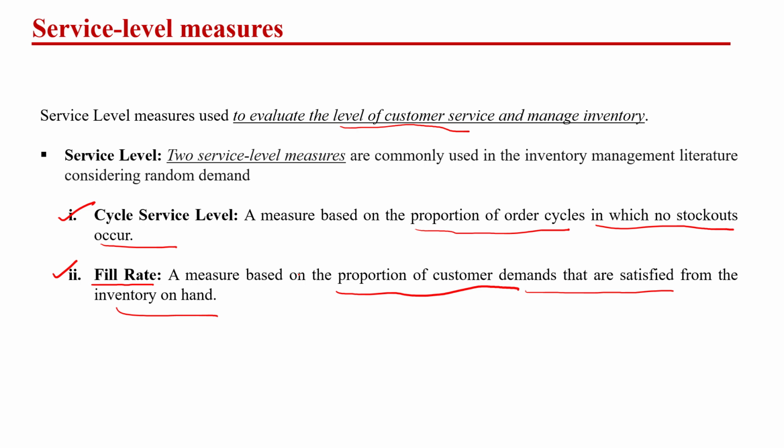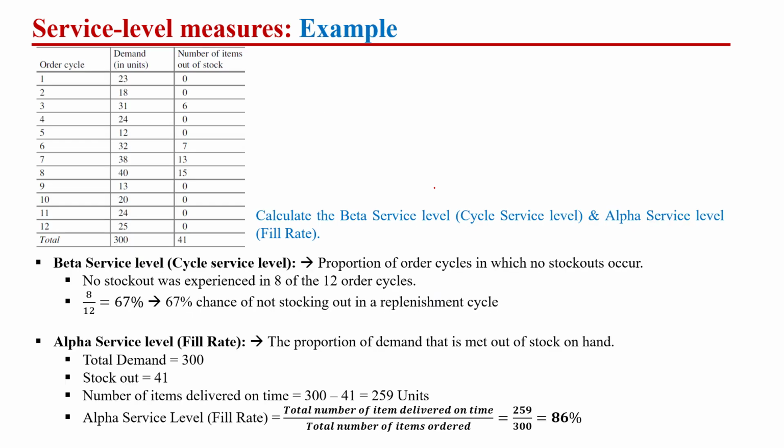In the fill rate, we are talking about how much quantity we have fulfilled of the customer's demand. So here we are talking about the individual SKU quantity perspective. Here, for cycle service level, we are talking about the order cycle, or how many orders we had no stockouts. Okay, so let's take an example in order to clearly understand what a cycle service level is and how we can calculate it, as well as the fill rate.